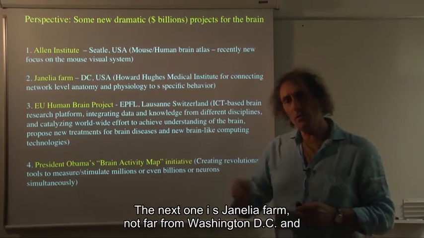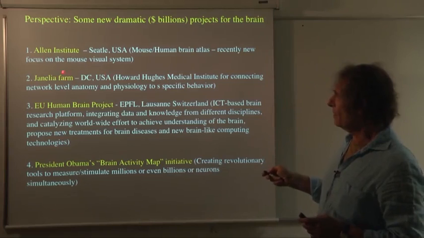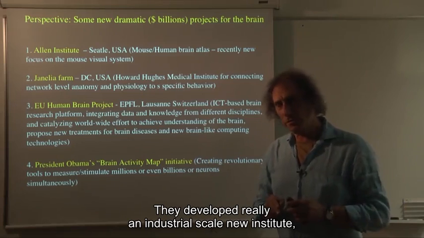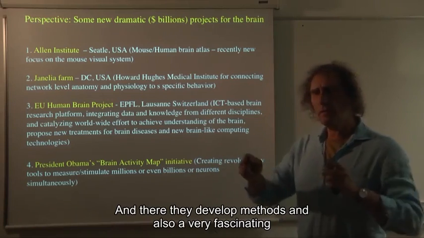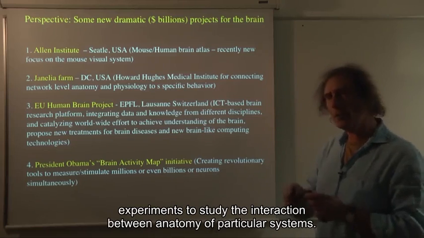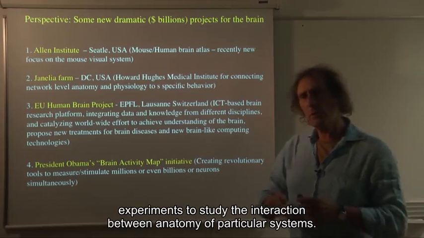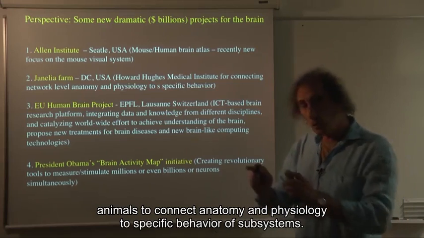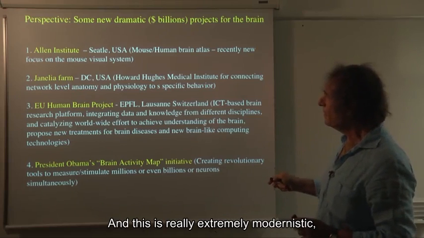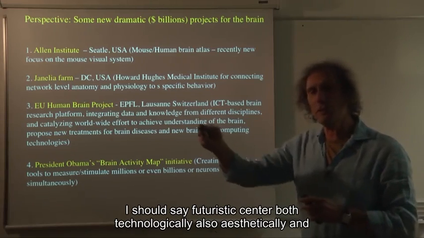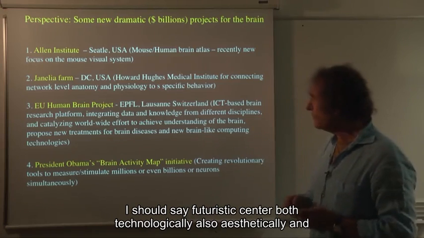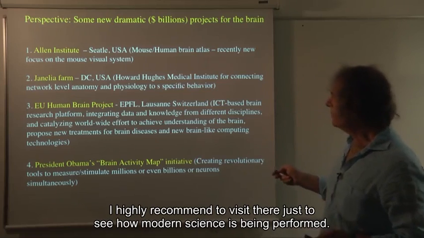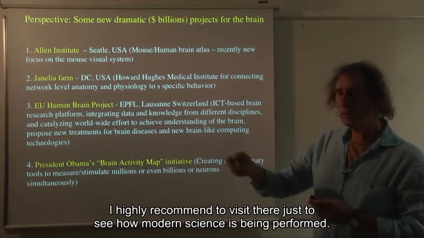The next one is Janelia Farm, not far from Washington, D.C. They are supported by the Howard Hughes Medical Institute. They developed really an industrial-scale new institute, very impressive also architecturally. There they develop methods and also very fascinating experiments to study the interaction between anatomy of particular systems, in the mouse, C. elegans, and other lower-level, so to speak, animals, to connect anatomy and physiology to specific behavior of subsystems. This is really an extremely modernistic, I should say futuristic center, technologically, aesthetically, and conceptually, in how to go about studying particular systems. Very expensive, very successful, very new. Highly recommended to visit there just to see how modern science is being performed.